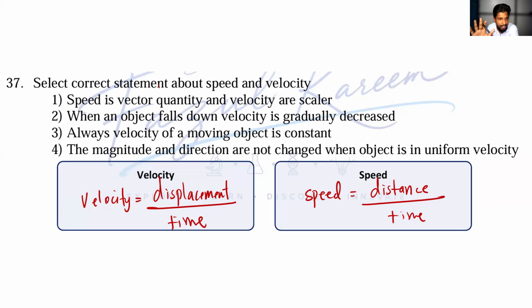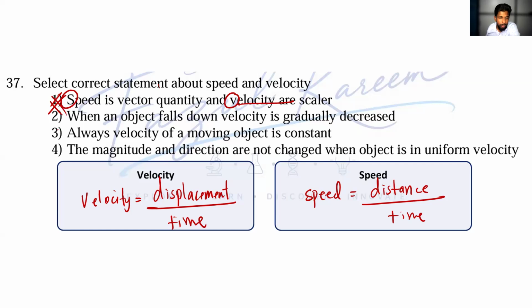Listen here. The statement says speed is a vector quantity and velocity is a scalar quantity. That is wrong, right? Already we had discussed: speed is scalar, velocity is vector. Speed, S, that is scalar. Velocity, that is vector. That is the correct answer, but here it is wrong.